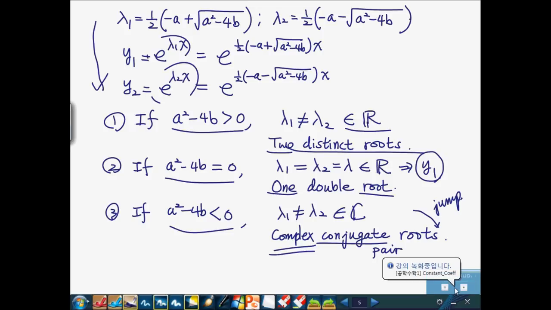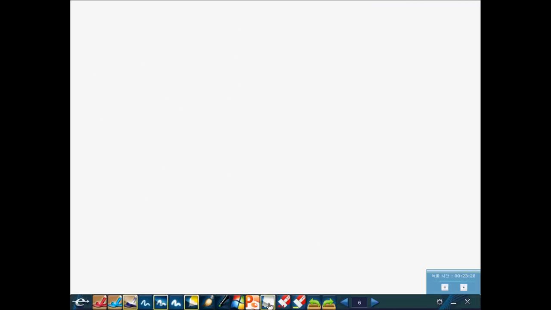Okay, so I'm going to talk about the three types, how you derive solutions for each of the three cases. So the first type, lambda 1 and lambda 2 are different. They are real numbers. Then your y1 and y2 are e to the lambda 1x and e to the lambda 2x. It's quite simple, straightforward. There's nothing challenging for this case. You're just simply doing it.